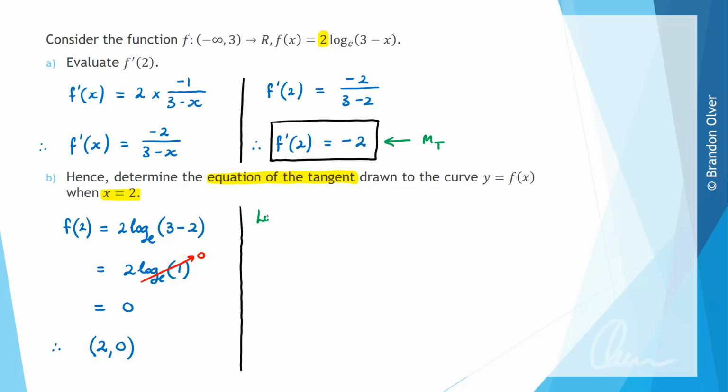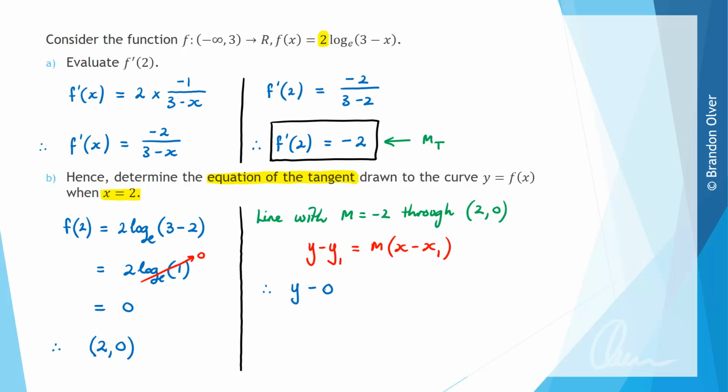So now we're ready to find the equation of a line with a gradient of -2. That's what we found in part A, passing through the point that was 2, 0. So to do that, we can use the formula y subtract y1 equals m times x subtract x1. So that formula allows you to calculate a line with a known gradient and a known point on it.